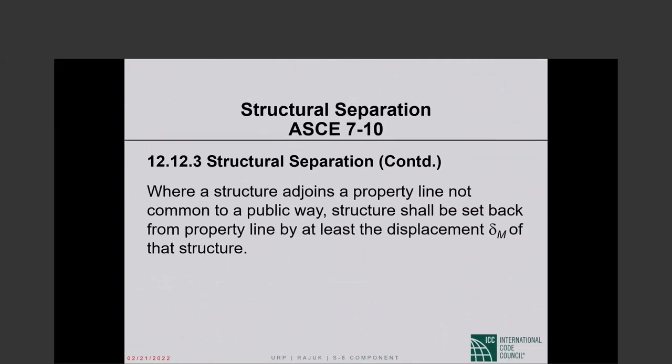Okay, structural separation. So that was what we discussed, the gap between two buildings on the same property. Now, where a structure adjoins a property line not common to a public way, the structure shall be set back from the property line by at least the displacement delta sub M of that structure.